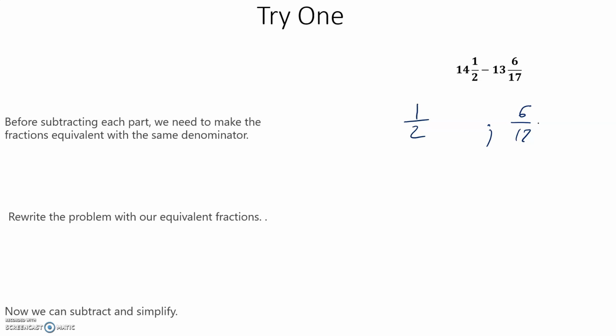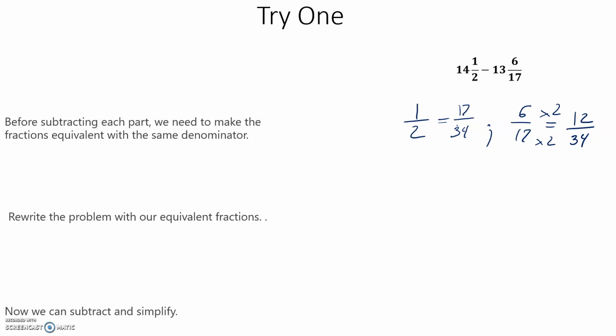So 17 times 1 is 17. 17 times 2 is 34. Right? 34 is an even number, so that's got to be a multiple of 2. So that's going to be my least common denominator, so 34. All right, so 17 times 2 is 34. I'm going to multiply 6 times 2, and I get 12. And then 1/2 as an equivalent fraction with 34 as a denominator. So 2 times 17 is 34, so 1 times 17 is 17.